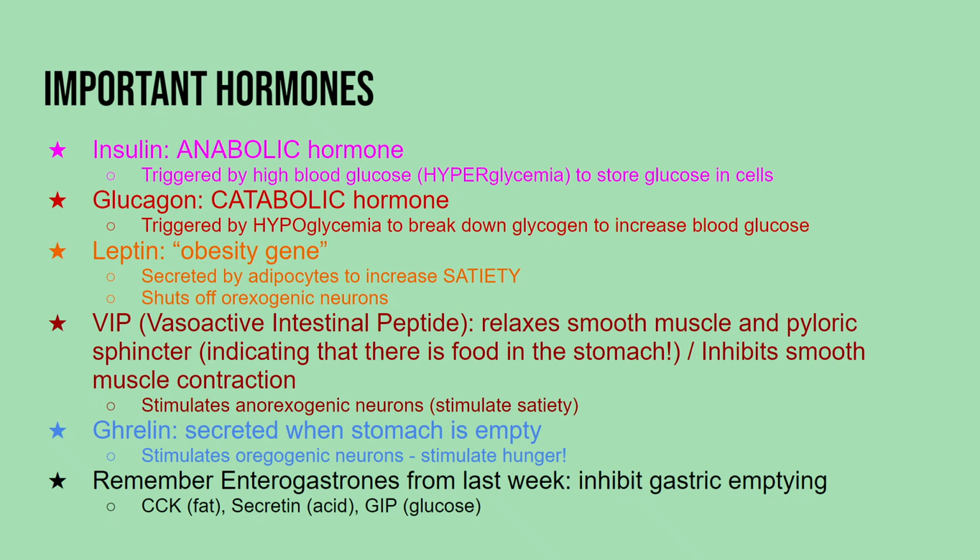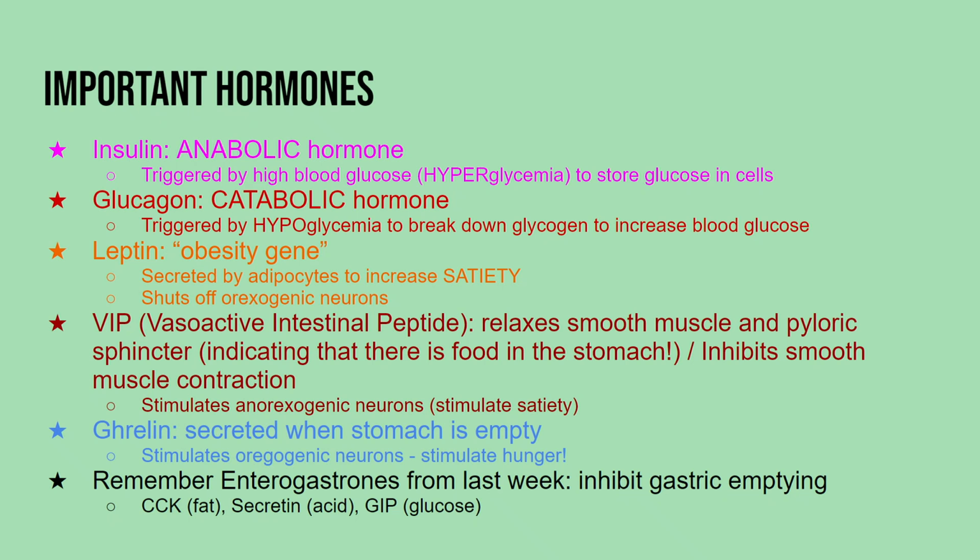Another hormone that's important is leptin, which is known as the obesity gene because it's often misregulated. It's secreted by fat cells to increase satiety. And it also shuts off orexigenic neurons, which we talk about in the hunger and satiety response soon.